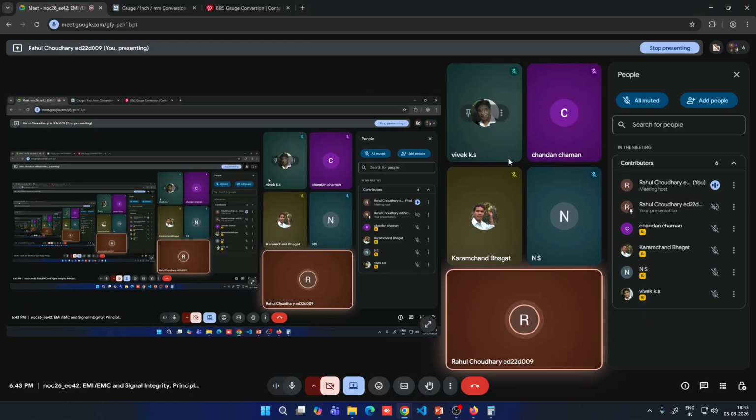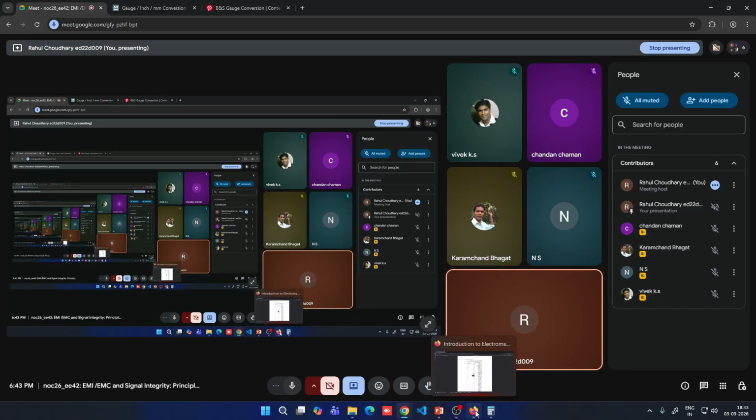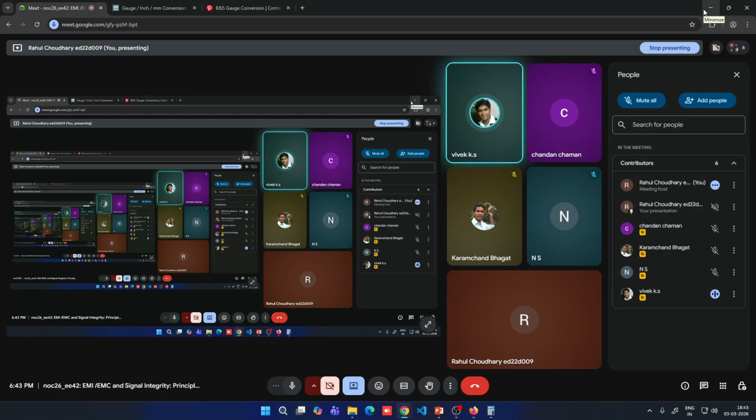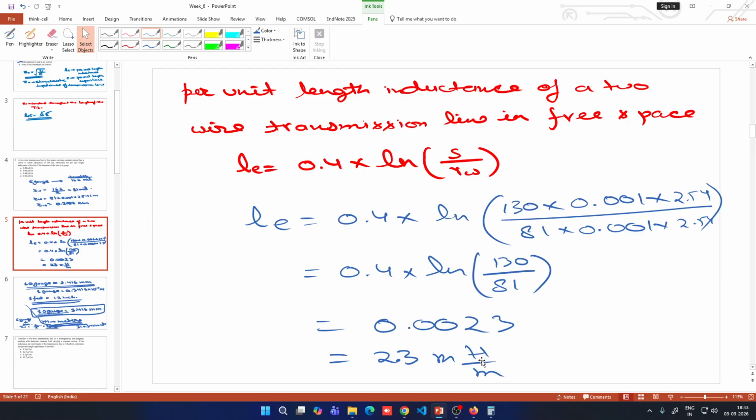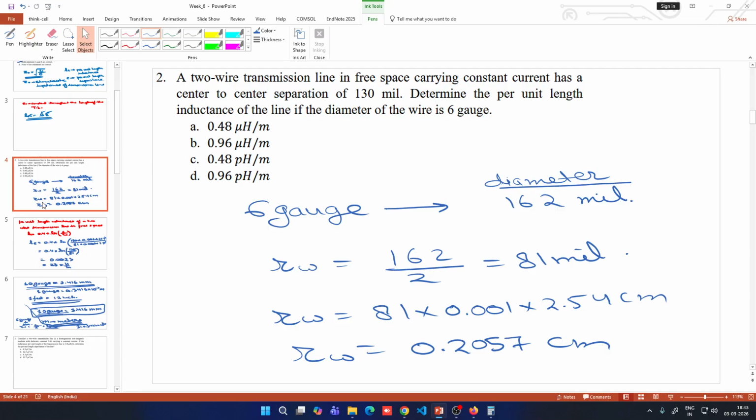Did you also try, Vivek, solving with this? Yes, sir, I tried, but the answer is also not matching for me. That is coming as 0.18 microhenry per meter. I converted into radius completely, in centimeters, both the units, that is from gauges. Our radius will be 0.2 centimeter and S will be 0.3 centimeter. I used that.